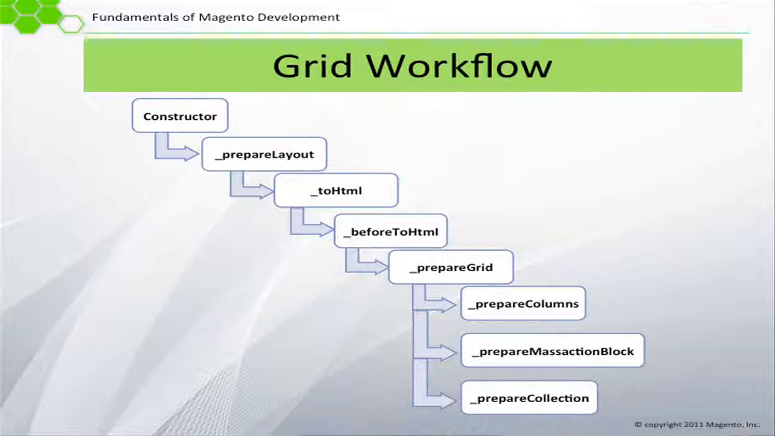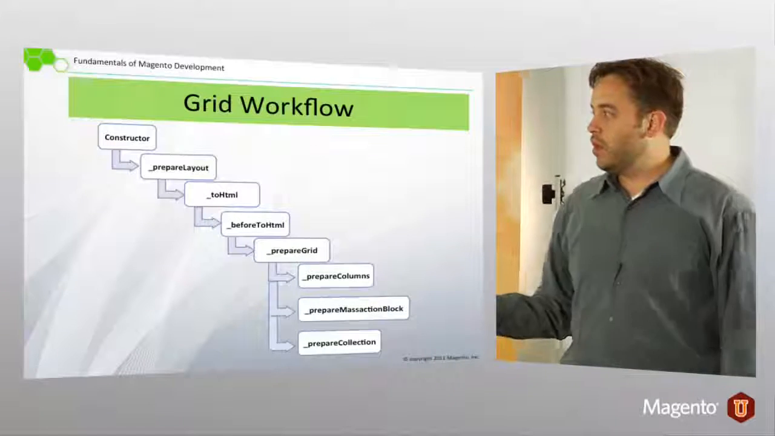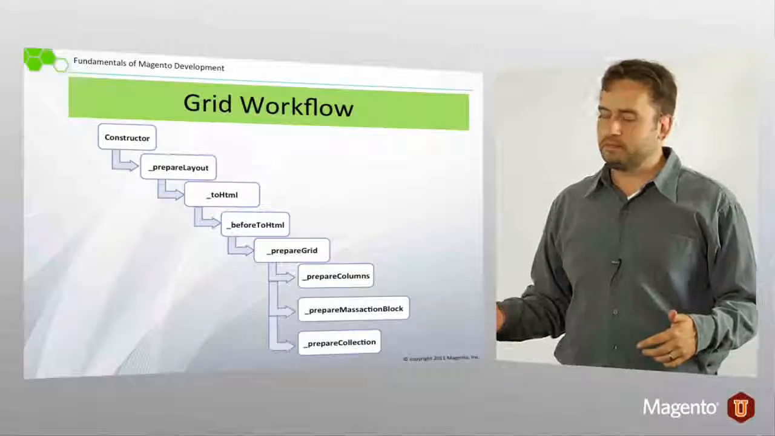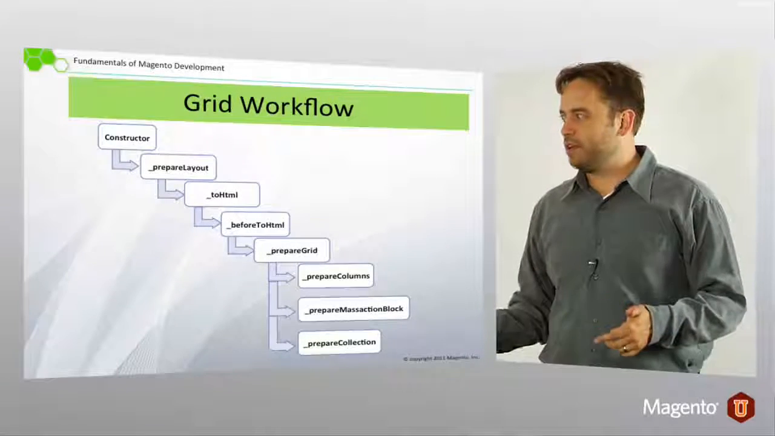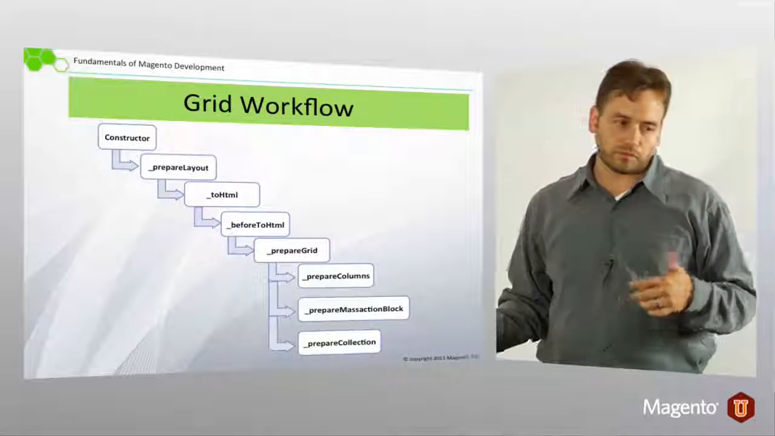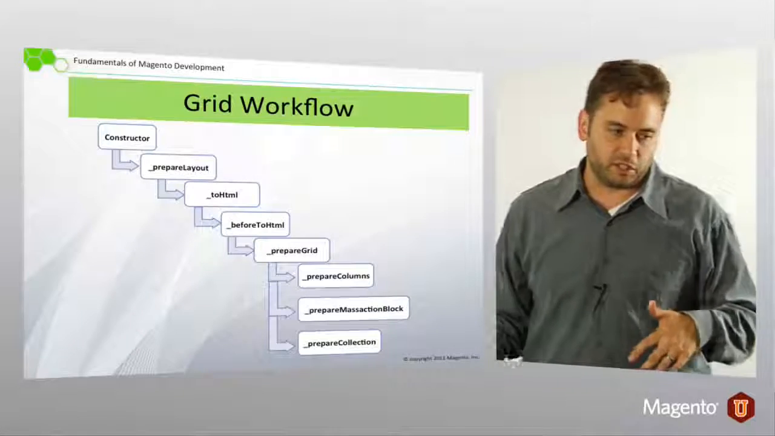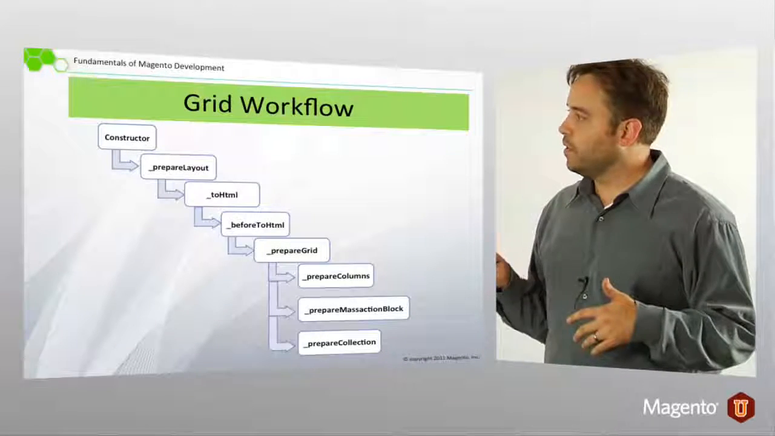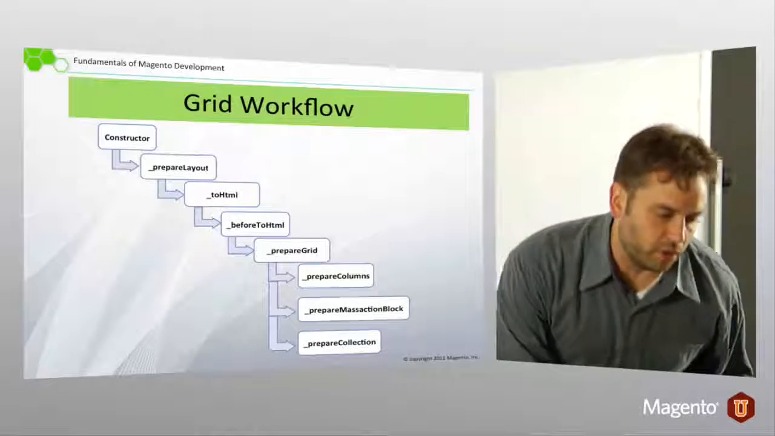So with a grid workflow, in your constructor, prepare layout is called, and before toHtml is called, all of this is happening automatically. What happens with grids, though, is that we get this method, prepare grid. In prepare grid, we have a few things going on: prepare columns, prepare mass action block, and prepare collection. So let's look at these a little bit more in depth. All right, so a prepare columns call.